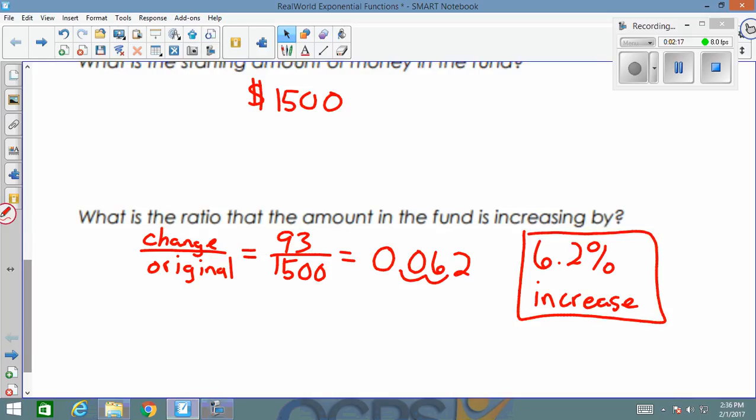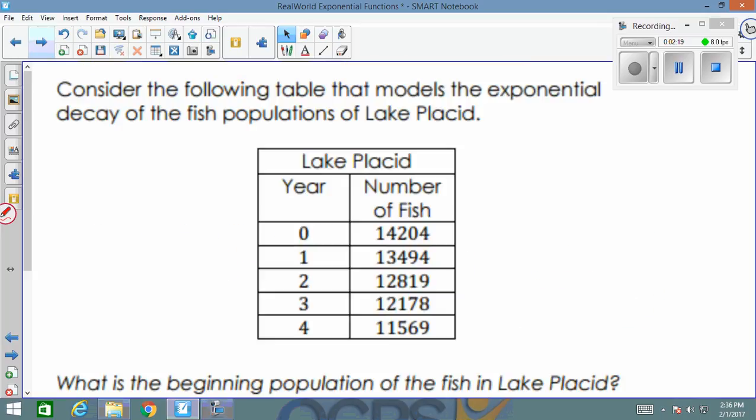Okay, let's do another example. Here we have a fish pond. Now the population is decaying over time. So we're going to do 13,494 minus 14,204. That gives me negative 710.